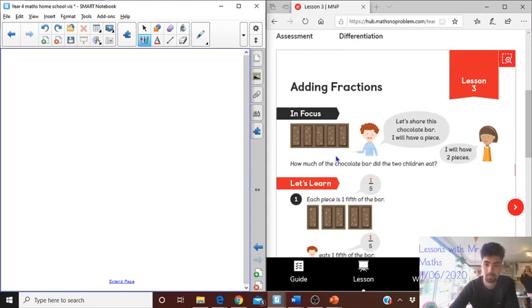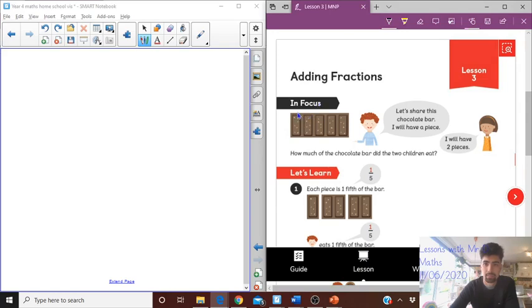This is a chocolate bar. This is your whole. And you can quite clearly see that it has been split into 5 equal parts. So they want to share some of it. They might not share all of it. They want to share some of it.